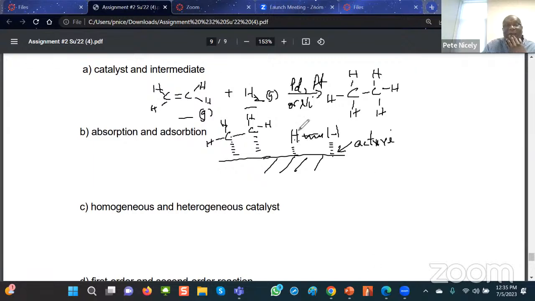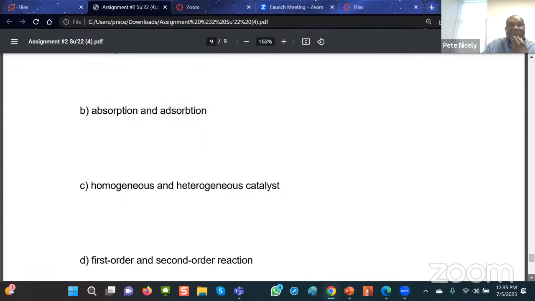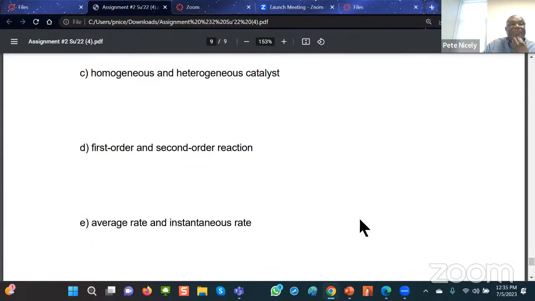Okay, that's basically question, no, that's the B part. Okay, so let me clear this, scroll down. Oh, okay, so the D part is asking for the difference between a first order reaction and a second order reaction. What's the difference between those two?